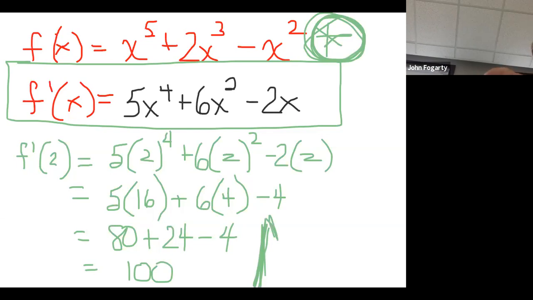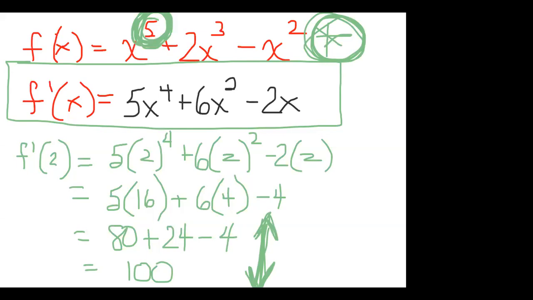So the instantaneous slope of this picture at x equals 2 is going to be like that. It's going to be really, really steep and really, really positive, right? But that should have made sense. Look at that, you've got x to the 5th. Does that make sense to you guys? All right.